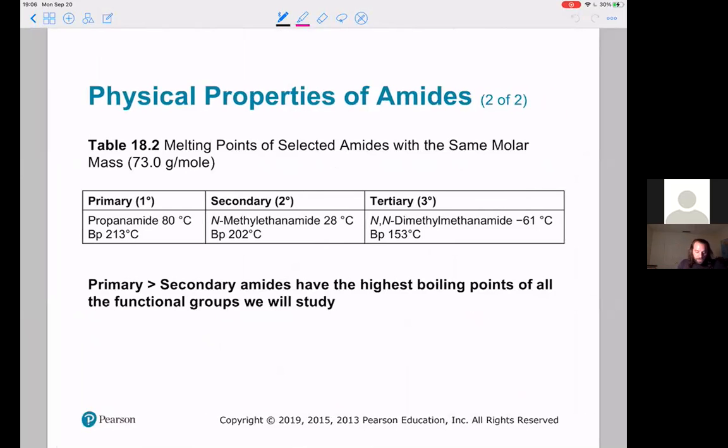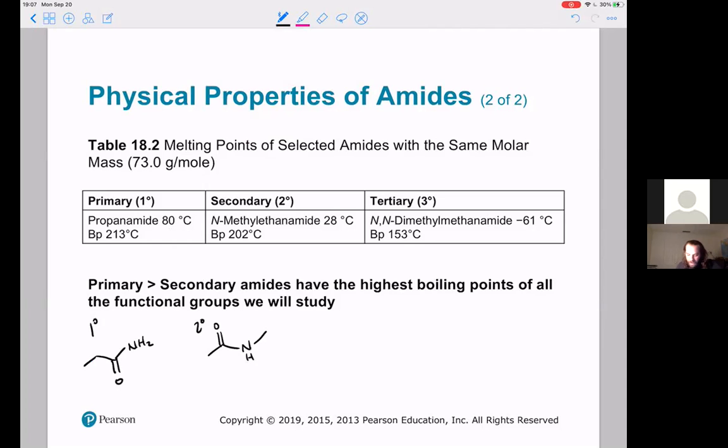Okay, so this is a list of melting points. You can see the primary amides. Let's actually draw all of these out so we can make sure we understand primary versus secondary versus tertiary. Propanamide, so that would be 3 carbons. That would be a primary amide. N-methylethanamide, so this now has 2 carbons. This would be a secondary amide.